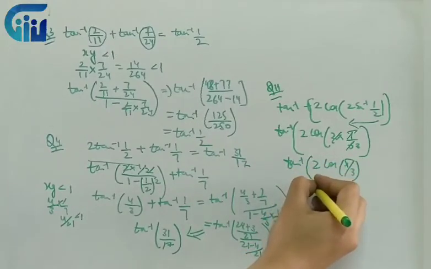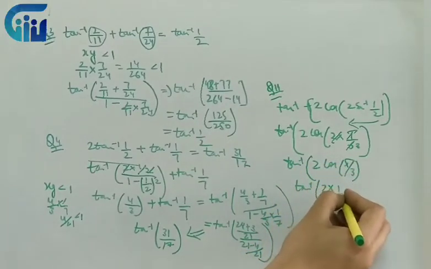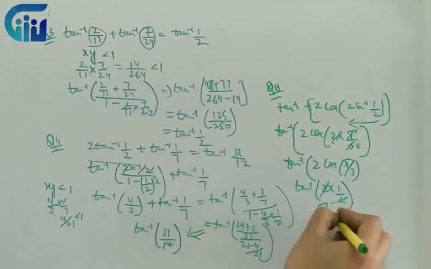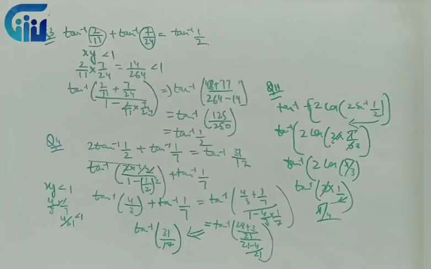Now what is cos 60 degree? It is 1 by 2. 2 and 2 will get cancelled. So tan inverse 1 is pi by 4. So my answer is pi by 4. Right? Similarly, next what we have, we will do question number 12 as well. So what is question number 12 over here?